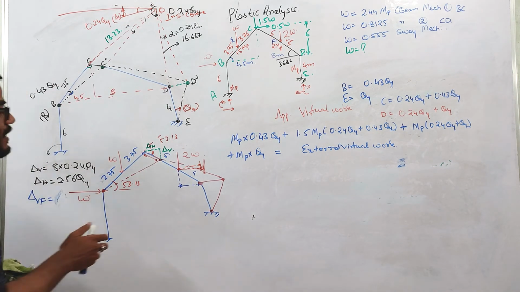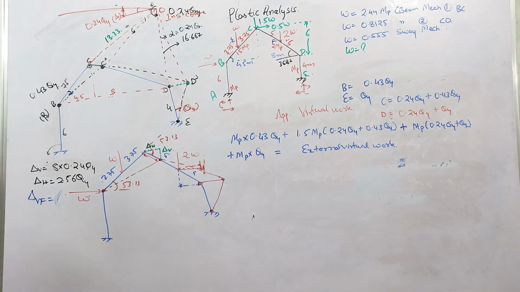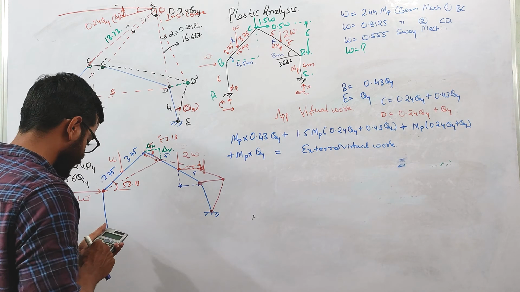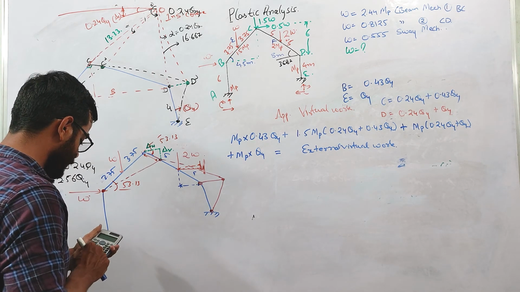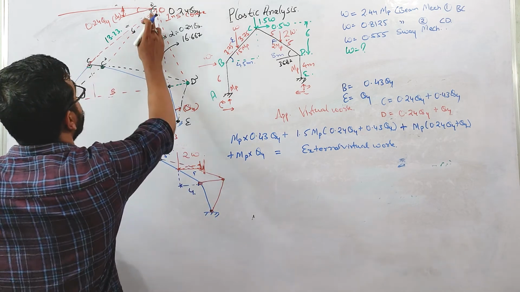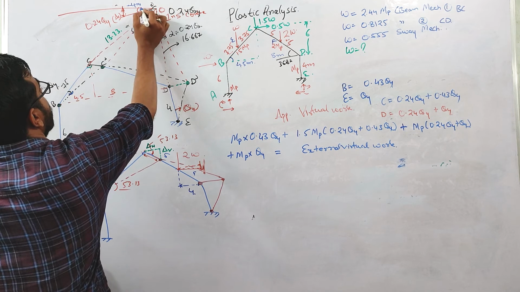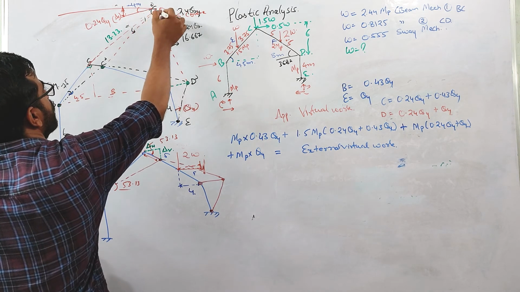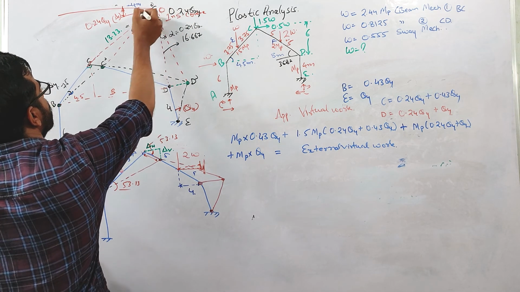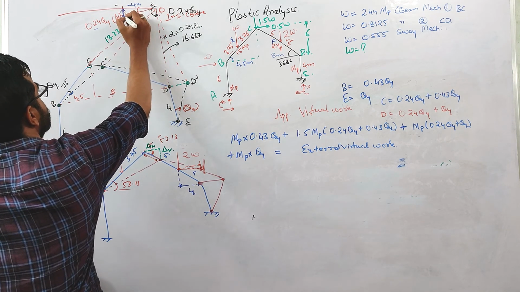So this is basically 5. So 5 into cos 36.87, since this angle is 36.87. So this value is 4. From here you need to move a 4 meter distance. And when this is rotated by 0.24 theta 4, this also will be rotated by 0.24 theta 4. This will give me the vertical deflection.